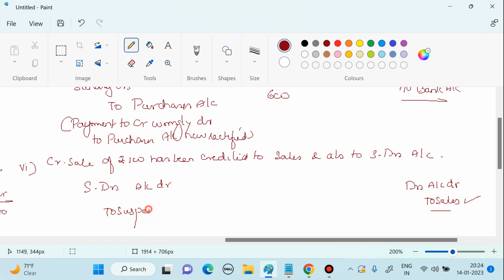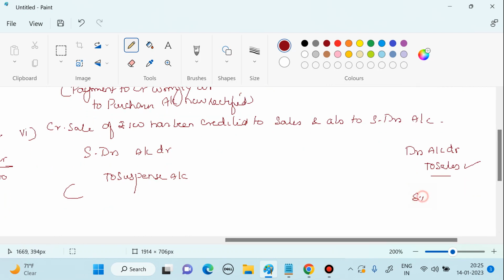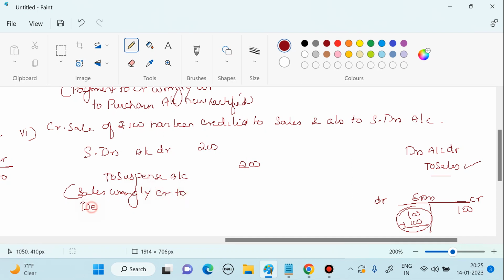Amount? Amount 100, no? No. Why? Because in the sundry debtors account, 100 has gone to the credit. We put 100 to nullify this and 100 to create a debit. So it should be for 200. Okay. Sales wrongly credited to debtor account, now rectified. That's it, done. We just prepare the suspense account.